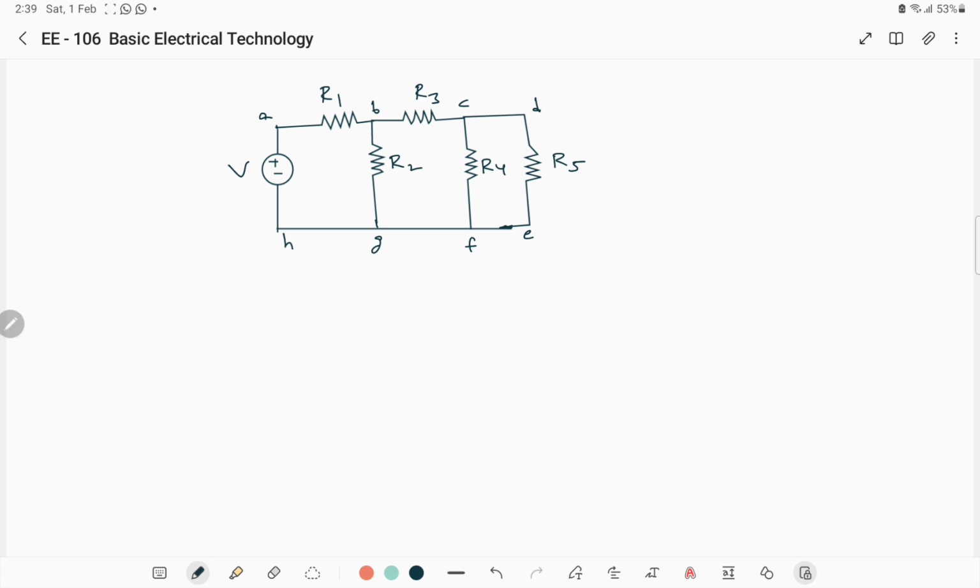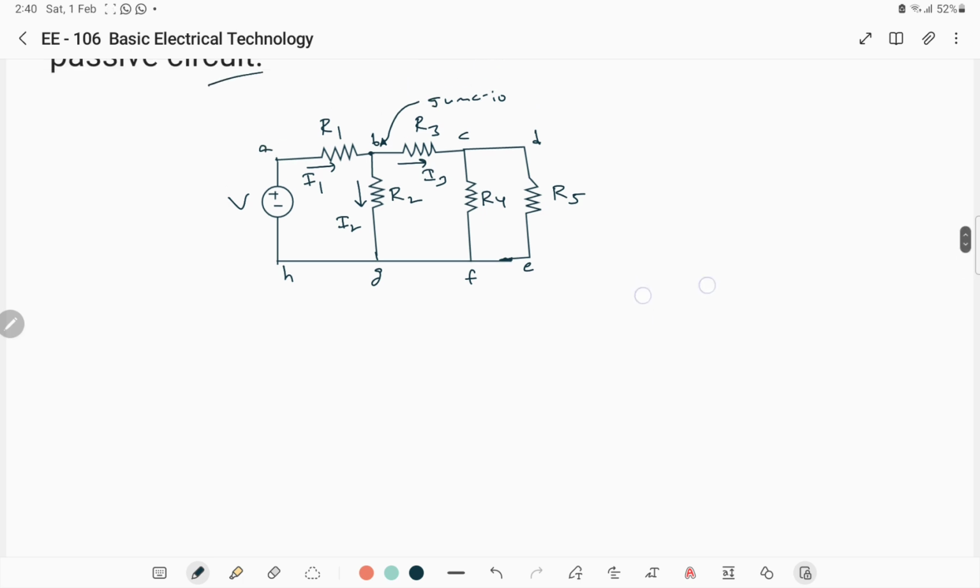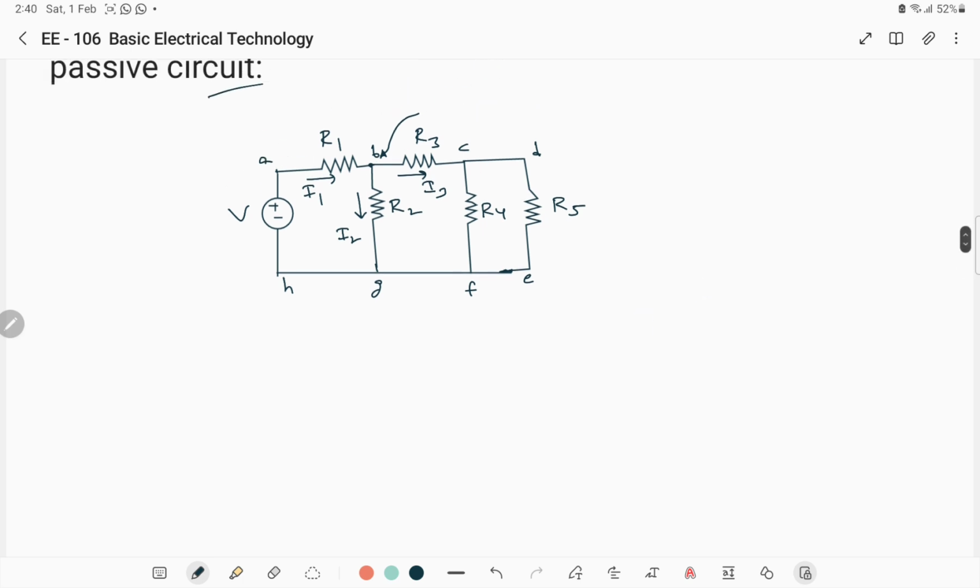Okay. What is junction? Wherever the current division takes place, that is called junction. See, the current here is I1, let's say current I1, and current flowing through here is I2, and this one is I3. Current is dividing at this point, so this point is a junction. That point where current division takes place is a junction, otherwise it is called as node. Node and junction both are same.